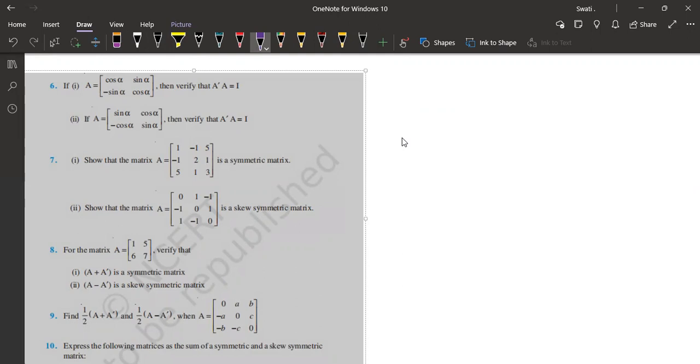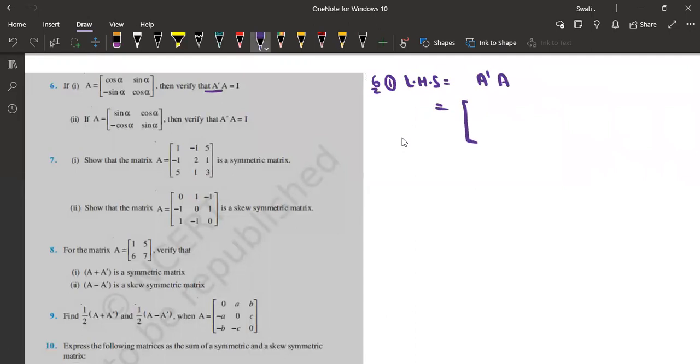So let's start with the first question. You can see that A is already given, right? We need to verify A transpose A equals I. So on the LHS, we have A transpose A. I'm skipping one step and writing it directly here.